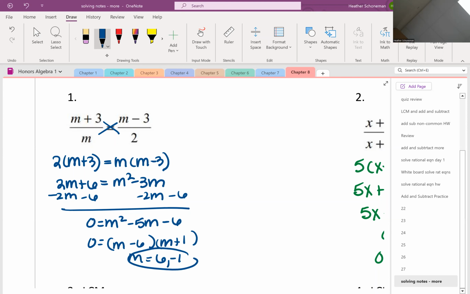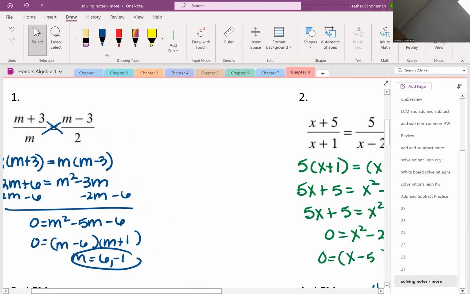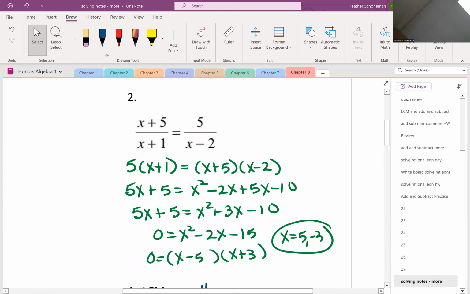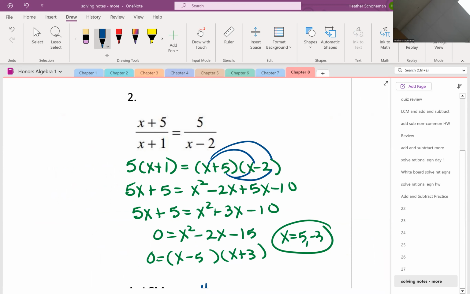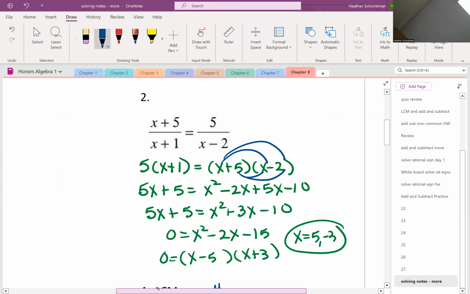Okay, the next one, number 2, is a proportion as well. So what I'd like you to do so that you're more prepared for your quiz is to pause the video, work number 2, and then start the video back up again and see if you got it right. Okay, if you tried number 2, you're going to have to cross multiply. And when you do that over here on the x plus 5, x minus 2, remember you're distributing. So you have to multiply all 4 terms. Combine like terms, it's quadratic, set it equal to 0, and factor.